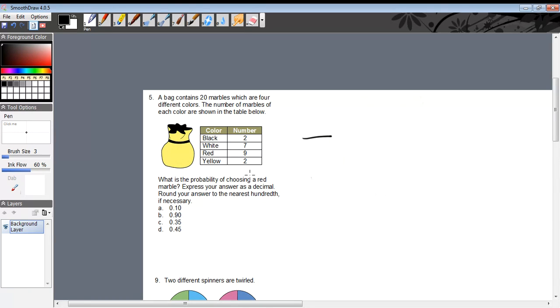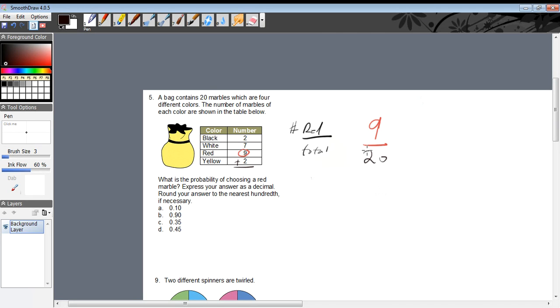So we need the total in the denominator and then the number of red in the numerator. I'll use red, number of red. Okay, so there's 9 red. And the total, well, we can add all these up together. So 2 plus 7 is 9, plus 9 is 18, plus another 2 is 20. So it's going to be 9 over 20.